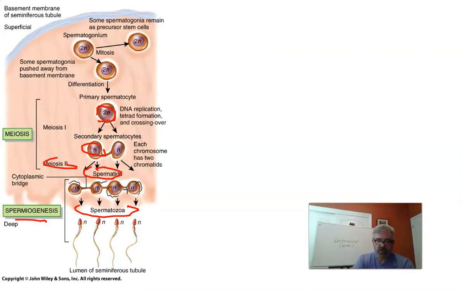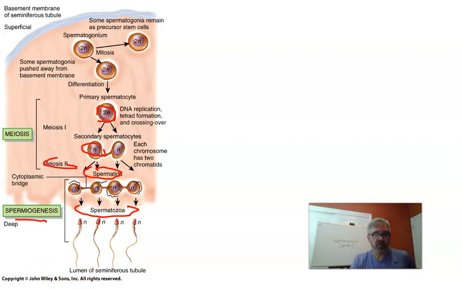Some figures there, don't worry about this first one, the maturing rate. They mature at a rate of about 300 million per day, which is a pretty big number. Once they're ejaculated, I do want you to know this, they have a maximum life expectancy of about 48 hours. So they're still viable for about 48 hours within the female reproductive tract.